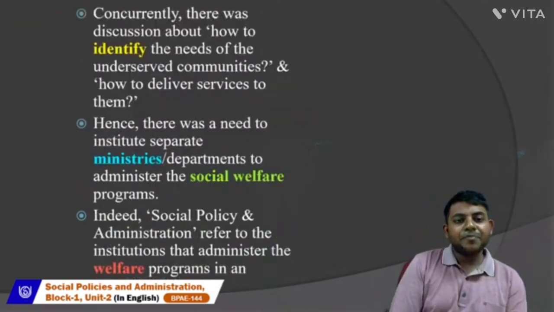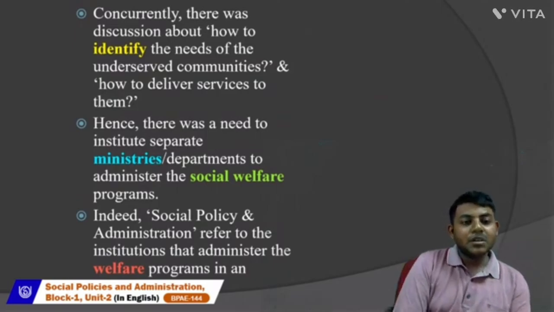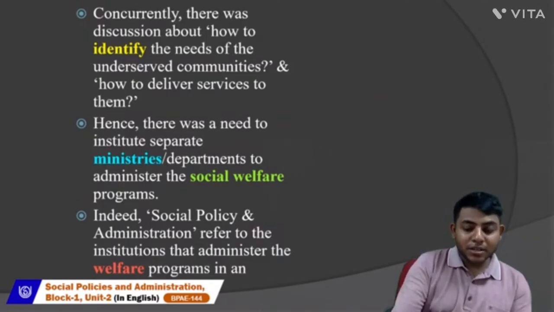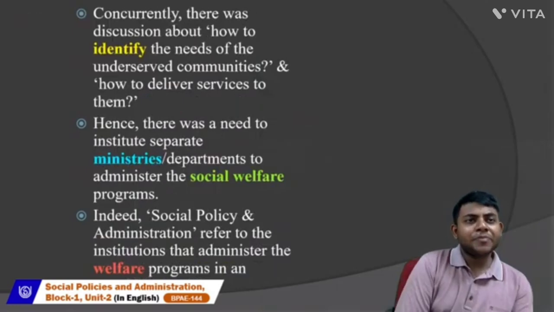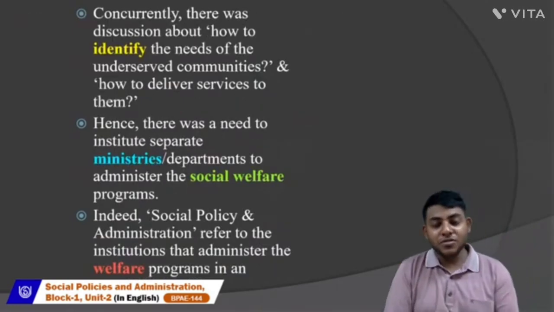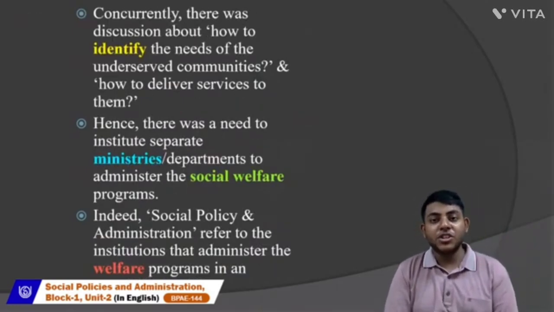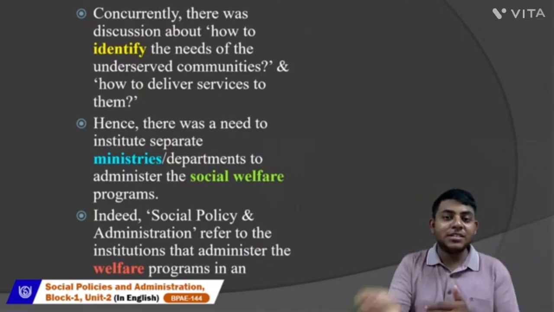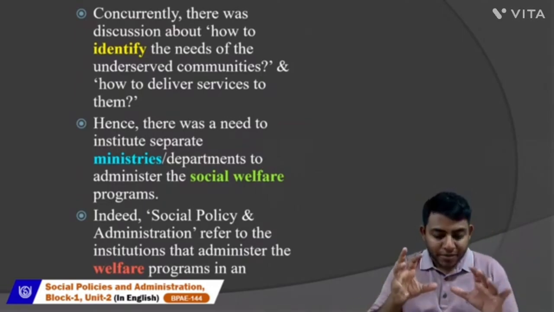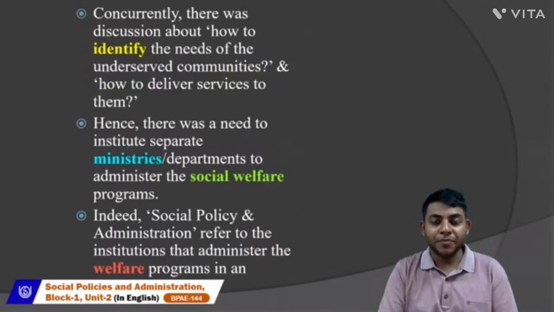And concurrently, there was a discussion about how to identify the needs of the underserved communities. If you want to fulfill those needs, then the first thing is that you have to identify those needs of those underserved communities. So in modern nation states, there are certain welfare schemes for vulnerable sections of the population by both the central as well as the state governments. And there is a lot of emphasis on the performance of these schemes.